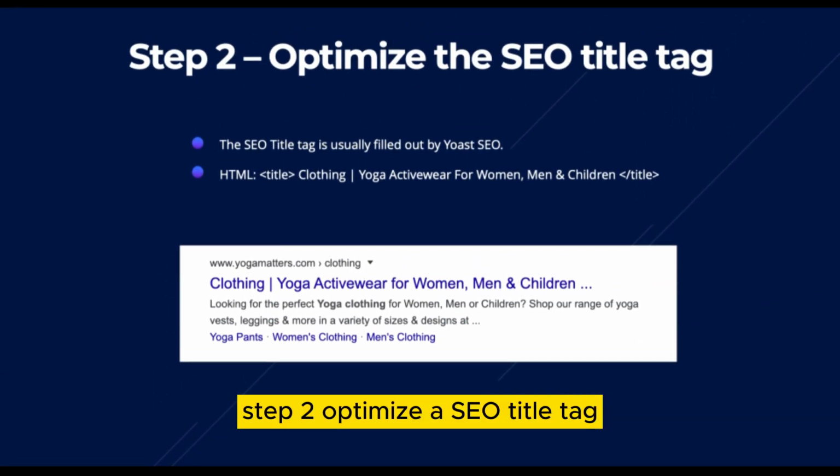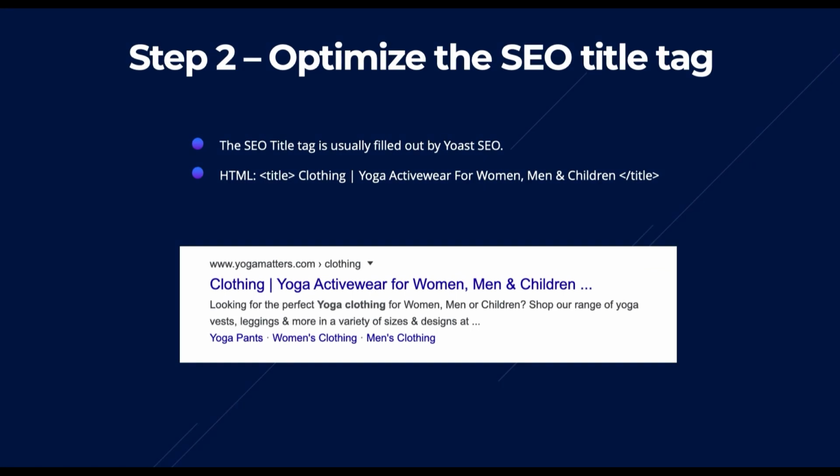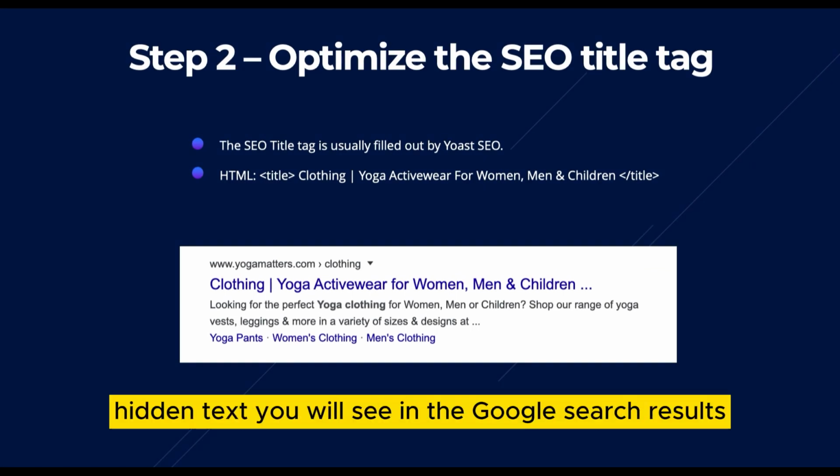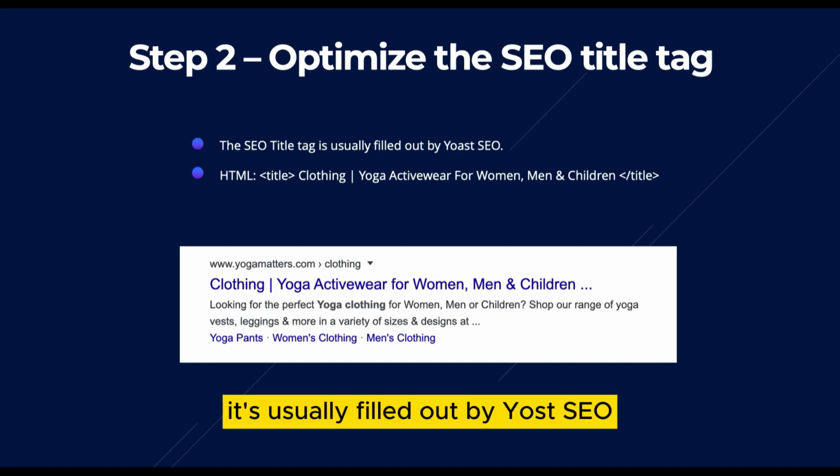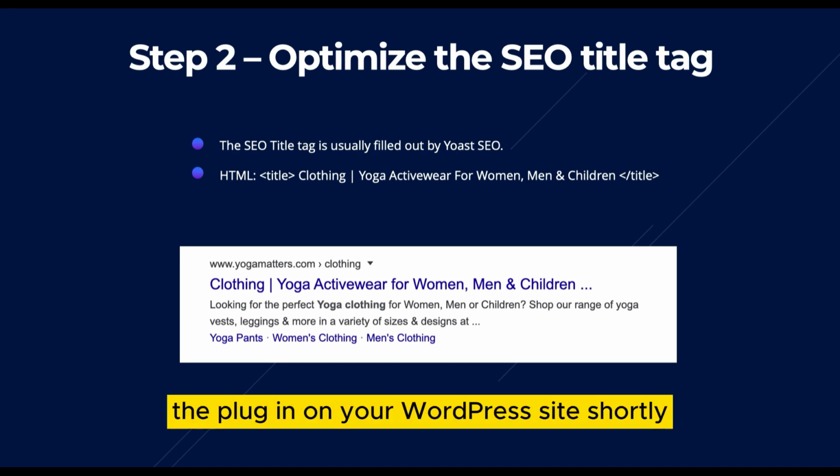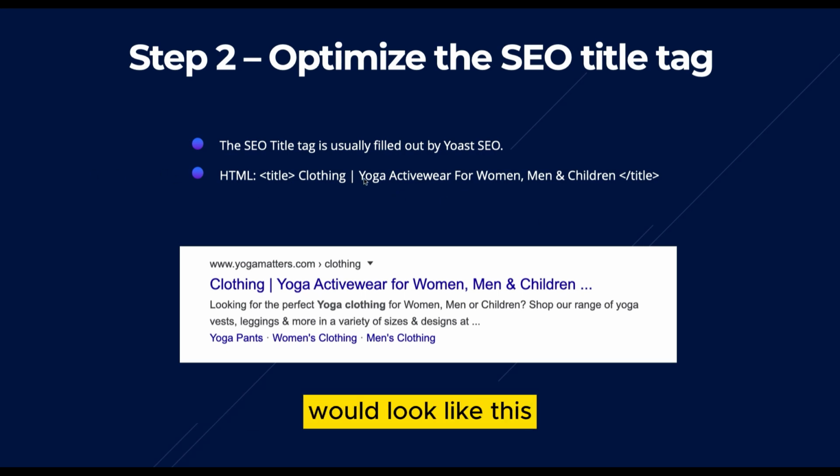Step 2. Optimize the SEO title tag. Your SEO title tag is the main heading text you will see in the Google search results. It's usually filled out by Yoast SEO, which is a free WordPress SEO plugin. I'll show you how you can install the plugin on your WordPress site shortly when we jump over to a live walkthrough. The HTML version of your SEO title tag would look like this.